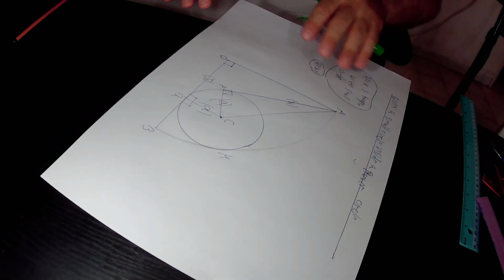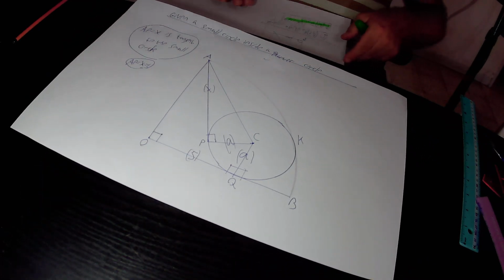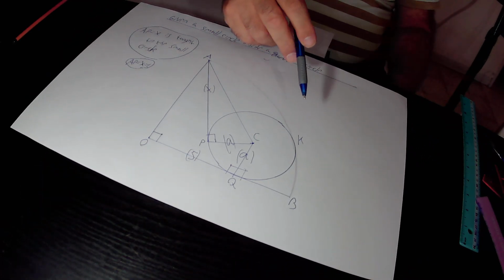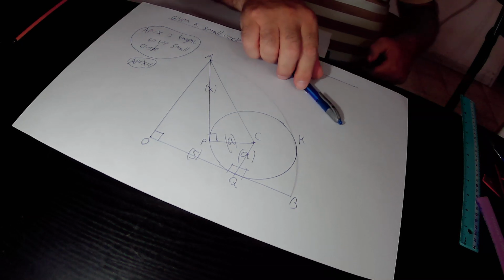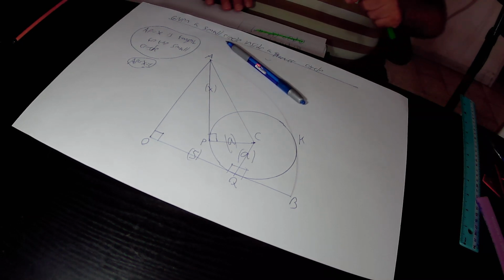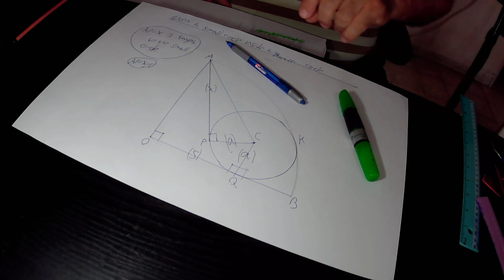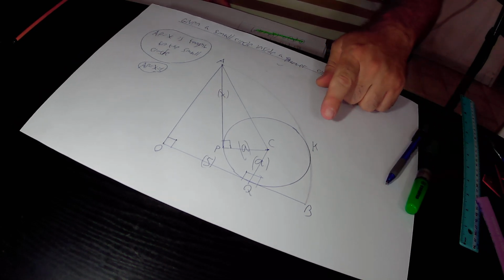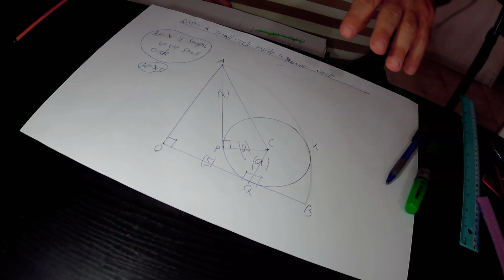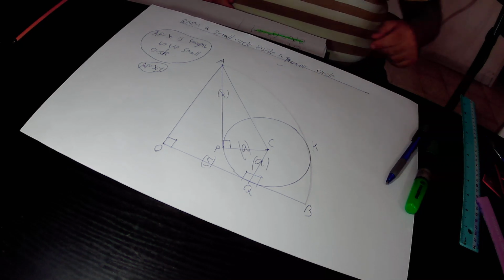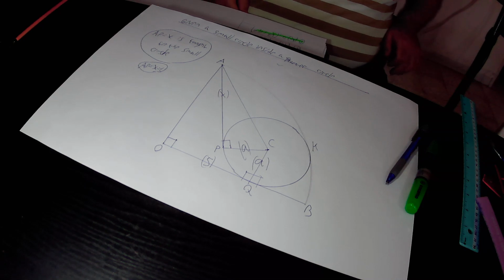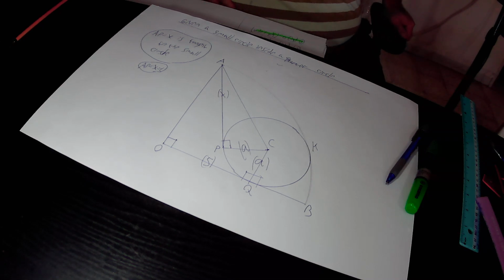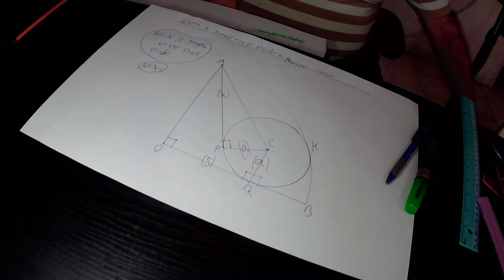Because the small circle touches the big circle at this point K, the two circles have an internal tangency between them at point K. That is to say, they touch each other internally at point K. And whenever we have two circles that touch each other internally, you can apply rule 9. So, application of rule 9.